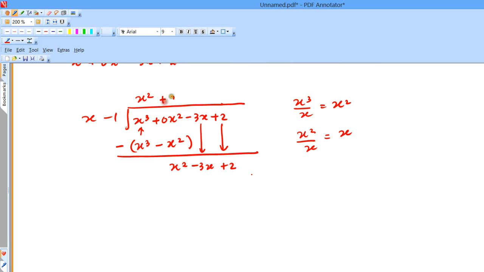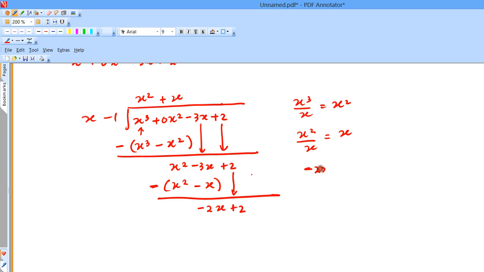So plus x here. x times x equals x squared, x times negative 1 is negative x. Put a bracket here and then a negative sign. So x squared minus x squared equals 0. Negative 3x minus negative x means negative 3x plus x, negative 2x, and then bring down the next term, plus 2. Now the degree of the remainder is equal to 1 and the divisor is equal to 1. So you need to proceed until the degree of the remainder is less than the divisor.